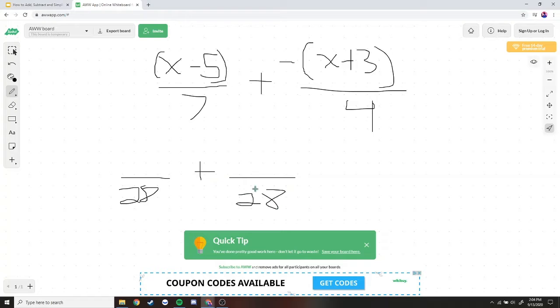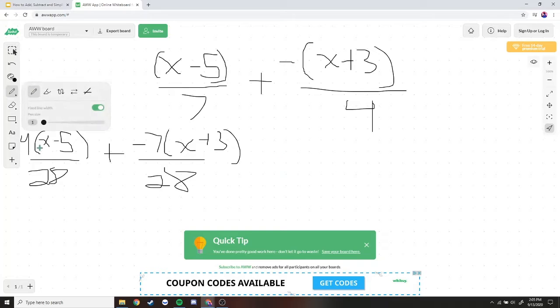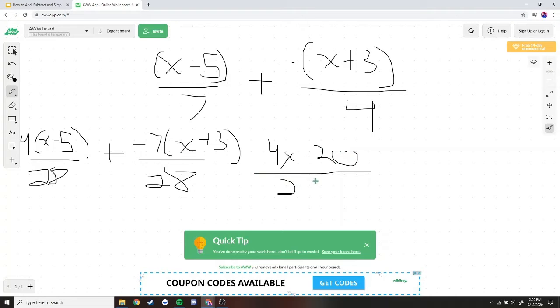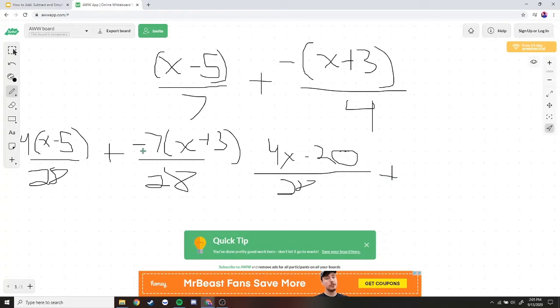plus 28. Okay, so now since we multiplied this side by 4 to get 28, because we had 7, whatever we do on the bottom, we do on the top. So we're going to multiply by 4 on the top. And same thing here, we multiplied this 4 by 7 to get 28, so we're going to multiply 7 on the top of this side. Since we multiply by 7 and then there's a negative, it's going to be multiplied by negative 7, and then x plus 3. Then we're going to distribute. So 4 times x is 4x, and 4 times negative 5 is minus 20 over 28. And then we have plus negative 7x, and negative 7 times positive 3 is minus 21 over 28.